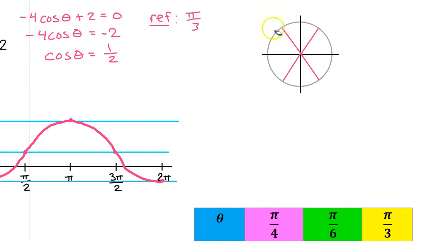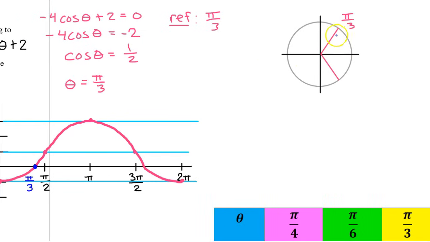On the interval from 0 to 2 pi, here are the 4 angles with a reference angle of pi over 3. Since we want cosine to equal positive 1/2, we will stick to quadrants 1 and 4, where the x value and thus the cosine is positive. The angle in the first quadrant with a reference angle of pi over 3 is pi over 3 itself, so that's one solution and one x-intercept.